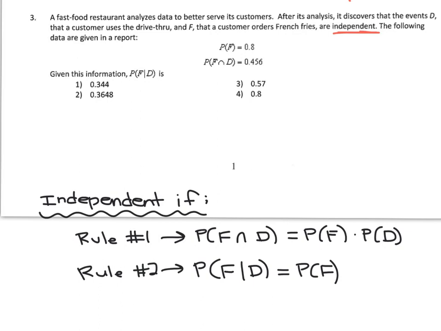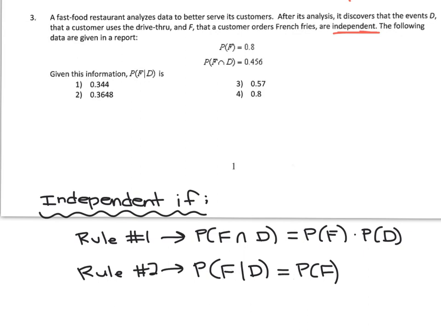The first rule, this one we've used a lot this year: the probability of F and D equals the probability of F times the probability of D. So if the 2 events are independent, they'll fit nicely into this formula. The second rule is the probability of F given D is equal to the probability of F. And if you think about this one, if the 2 events are independent, then the outcome of D will have no effect whatsoever on the outcome of F. So that's why the probability of F given D, doesn't matter if this is given. It's not going to affect it. So it's just going to be equal to the probability of F.